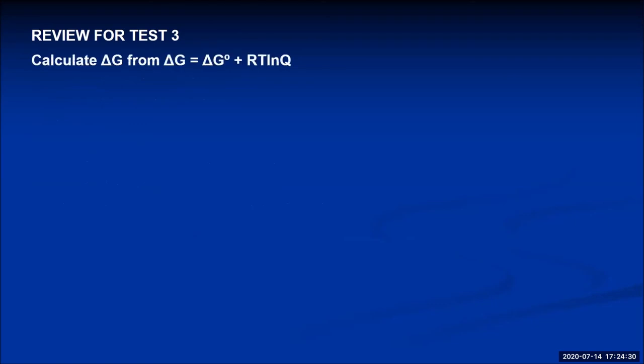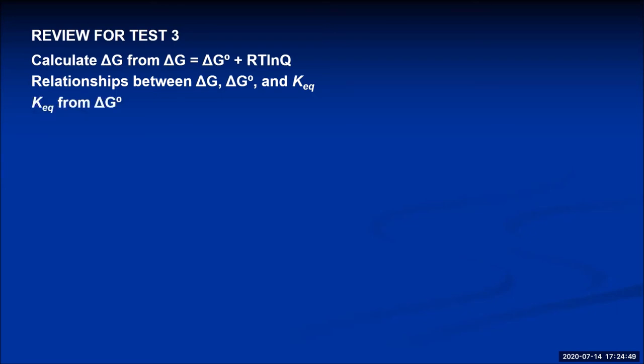We then learned how to calculate the free energy change of a reaction that's not under standard state conditions. And that's done with this expression, delta G equals delta G naught plus RT log of Q. And then we talked about the relationship between delta G naught and the equilibrium constant. And I would like you to be able to calculate the equilibrium constant from delta G naught, or calculate delta G naught from the equilibrium constant.